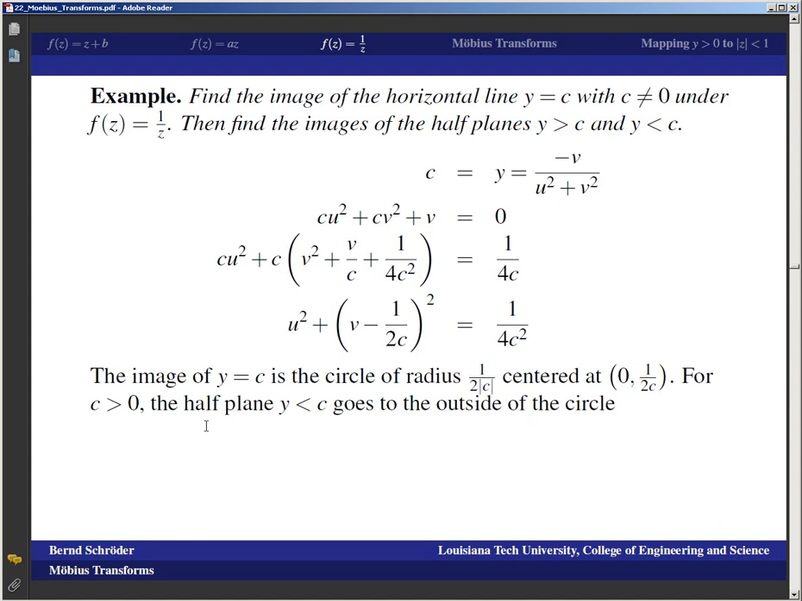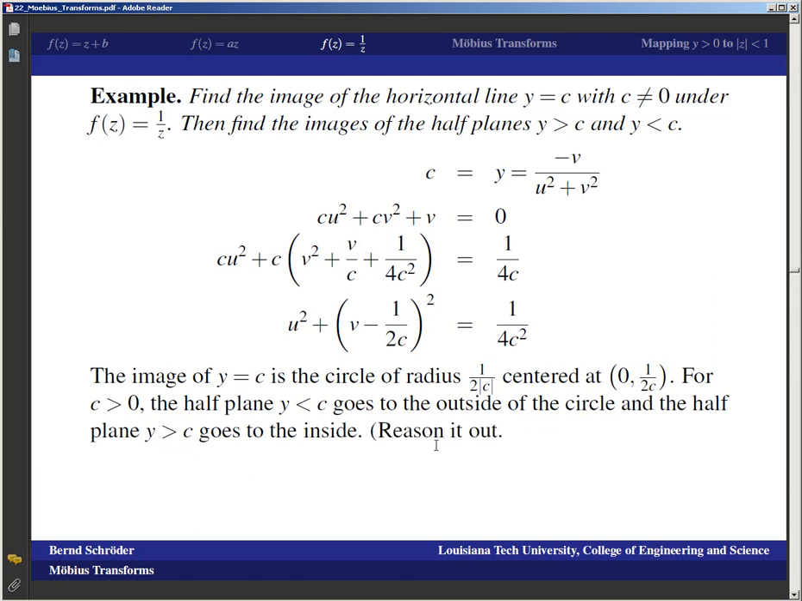For c greater than 0, we have that the half plane y smaller than c goes to the outside of the circle, because when c is greater than 0, this half plane contains 0, which goes to infinity, which is on the outside. And the half plane y greater than c goes to the inside because infinity goes to 0, and infinity is in y greater. Well, infinity is a bad example. You would have to choose something that is significantly bigger than c but not infinite, and you can find that that point goes to the inside.